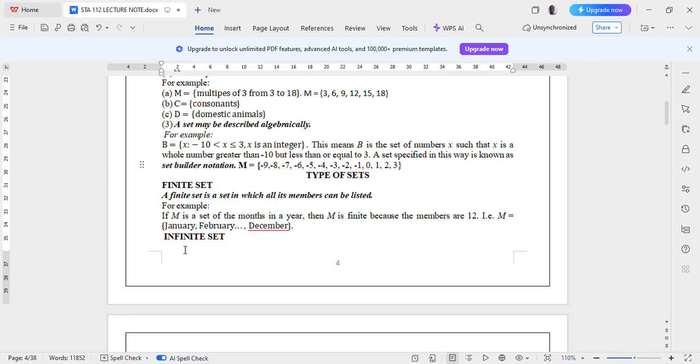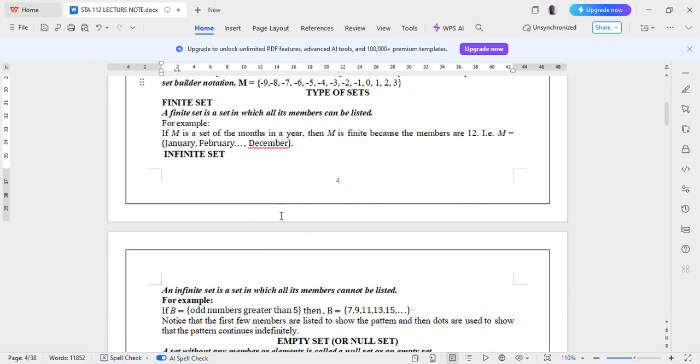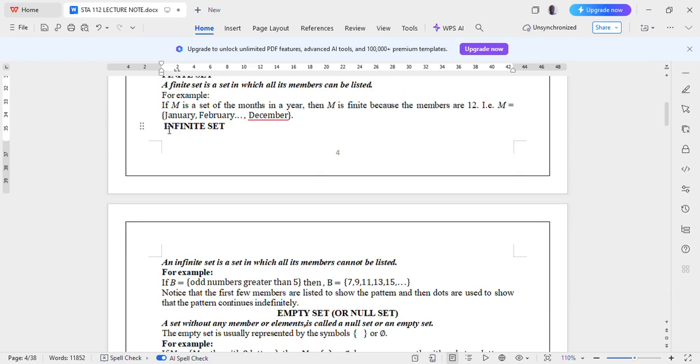Now, if M is a set of the months in a year, then M is a finite set. Yes, of course, because we know all the months in a year, they are just 12. They can be listed. We can list them one after the other from January to December. So these ones are finite. Then the other one is the infinite set.